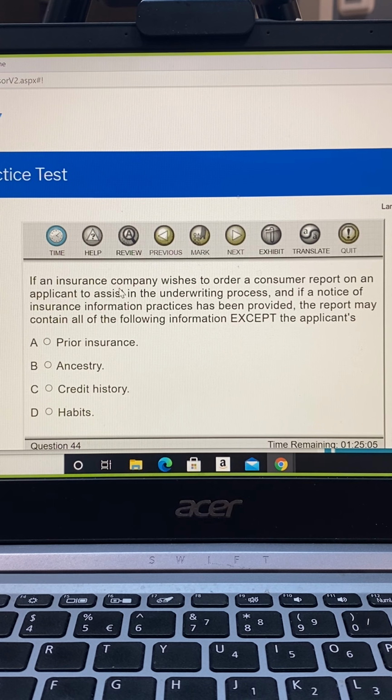If an insurance company wishes to order a consumer report on an applicant to assist in the underwriting process, if a notice of insurance has been provided, the report may contain all of the following information except the applicant's ancestry. Right.